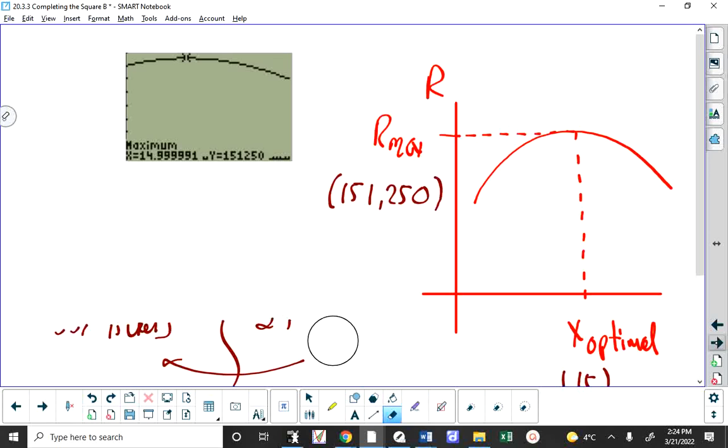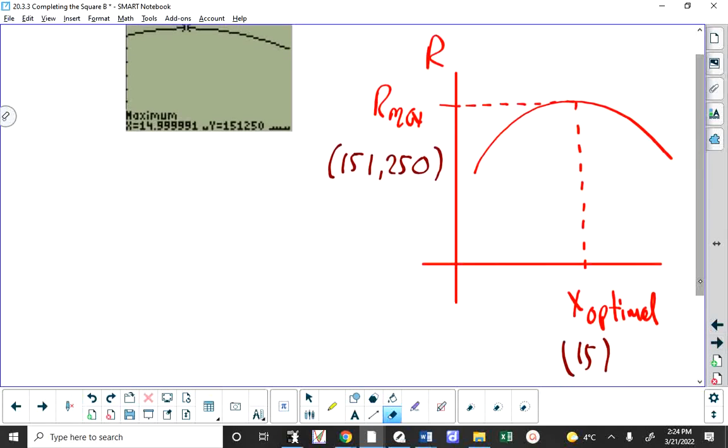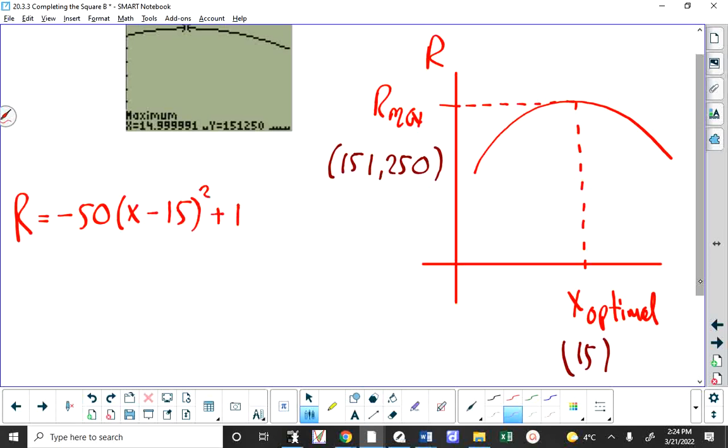Translates to this picture on the right-hand side of the screen, doesn't it? We just figured out that the revenue is equal to negative 50 times x minus 15 quantity squared plus 151,250, I believe. So the vertex is at 15, comma 151,250. And then you could finish the question.